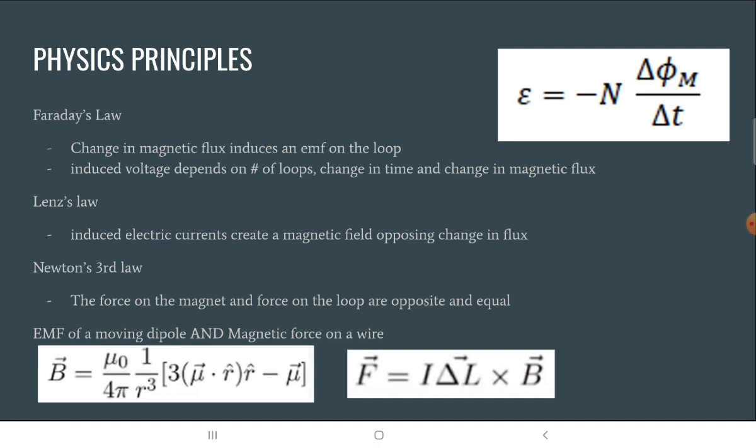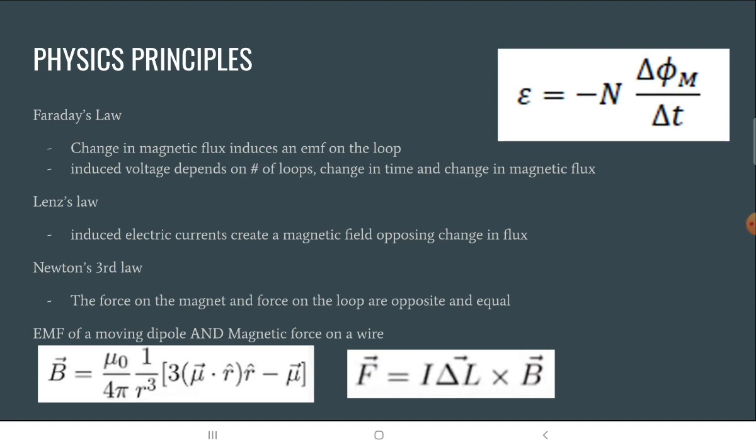So there's a lot of physics principles that went into this lab. Most notably is Faraday's law. This states that a change in magnetic flux is going to create an induced EMF on whatever the loop is. So the equation is up there in the top right, and it just states that the induced voltage is going to depend on the number of loops, the change in time, and the change in magnetic flux.